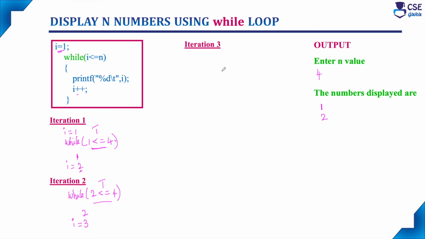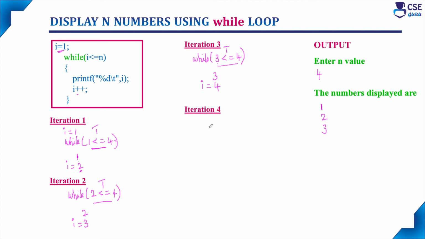Next, consider iteration 3. For iteration 3, we need to consider the I value as 3. Check the condition whether 3 is less than or equal to 4. The n value is 4. Yes, condition true. Then print the I value, which is nothing but 3. Then update the I value; it gets incremented to 4. So the third iteration is over and 3 will be printed on the output screen.